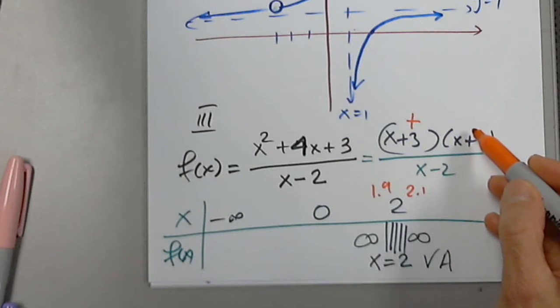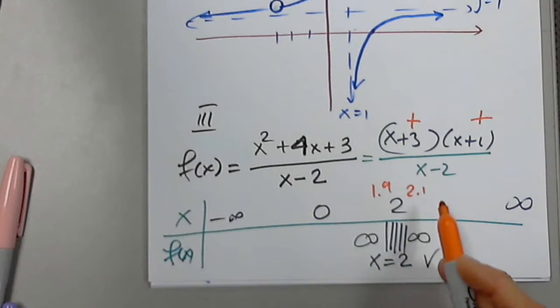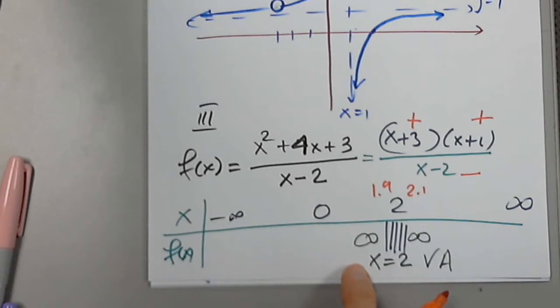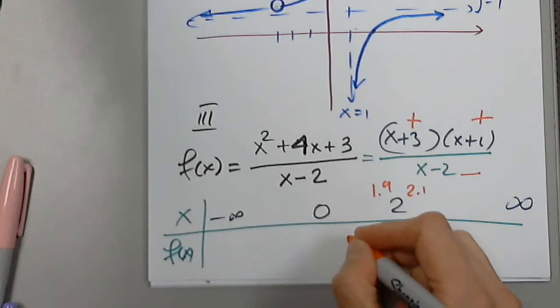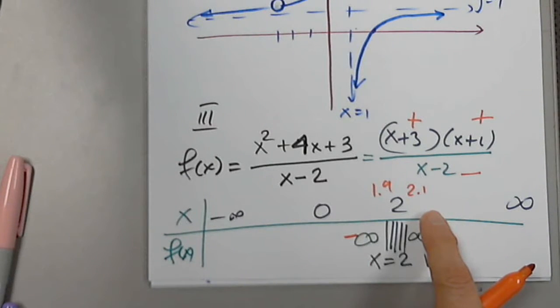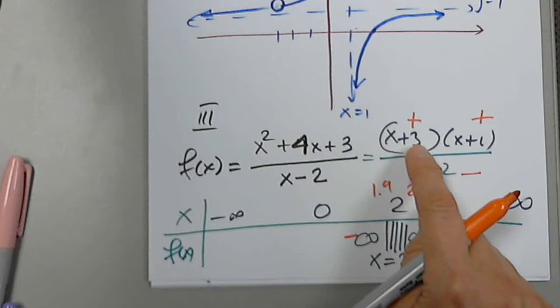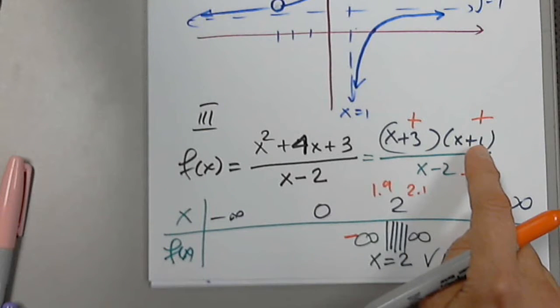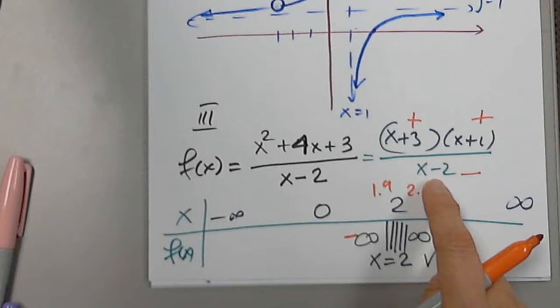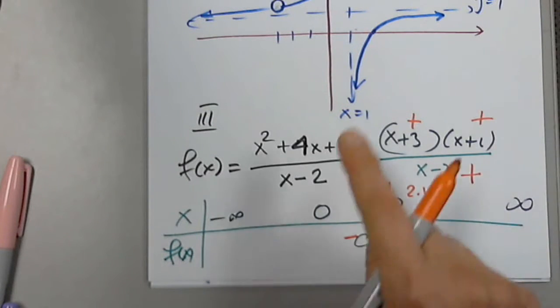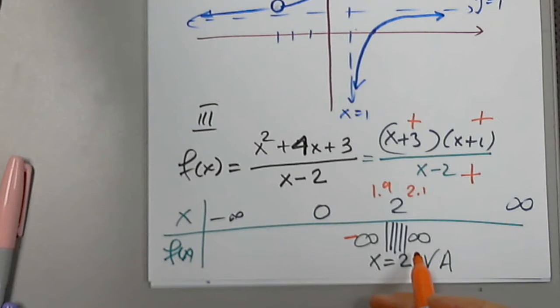Good. 1.9 in the second one. And 1.9 in the bottom. Perfect. So what is the sign on the left-hand side of this asymptote? Awesome. Let's plug in 2.1. 2.1 for the first. 2.1 for the second. And 2.1 for the bottom. Good. All positives. What is the sign on this side?